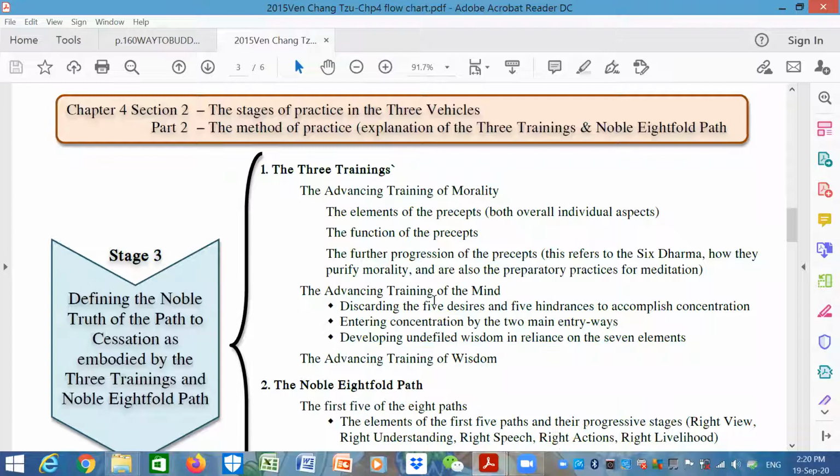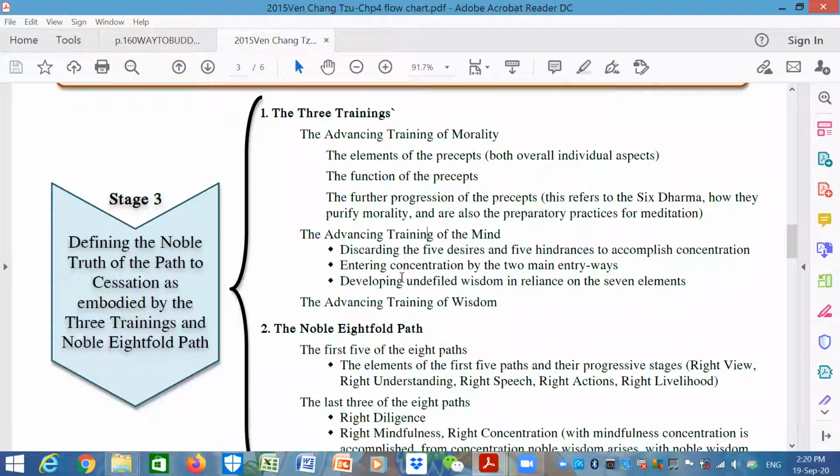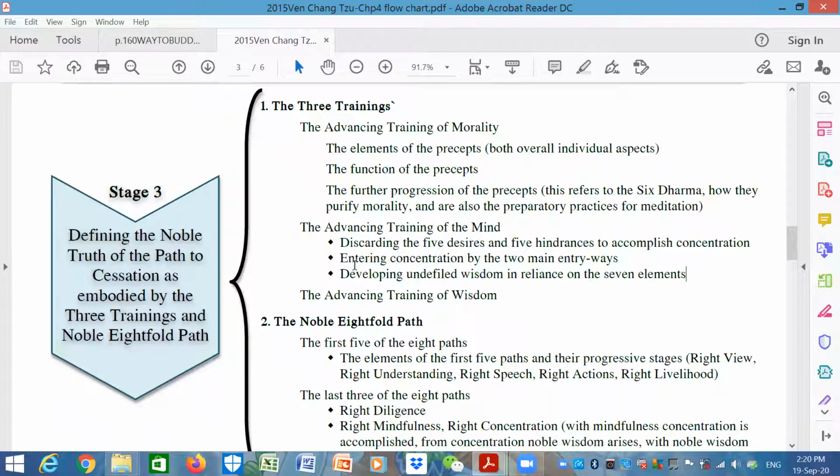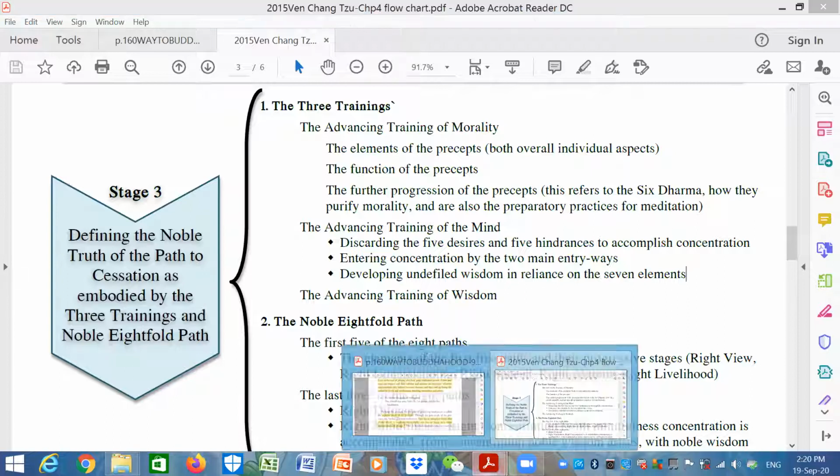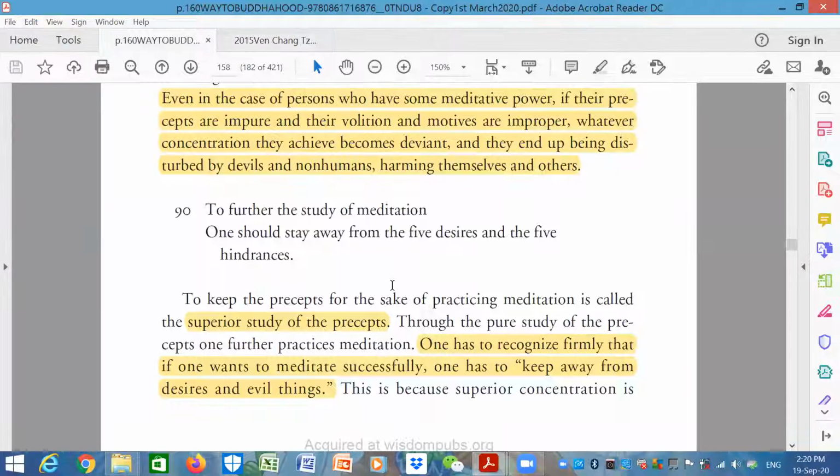In the training of the mind, there are 3 parts here. Discarding of the 5 desires and 5 hindrances to accomplish concentration. So we are now in this session. I think we are able to finish the scope relating to entering concentration by the 2 main entryways and developing the 4 wisdoms in reliance on the 7 elements. Maybe we are able to finish. Okay, so let's take a look.